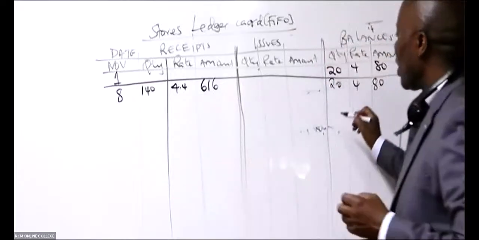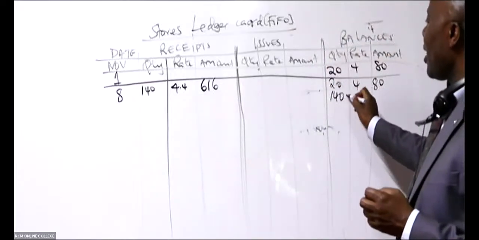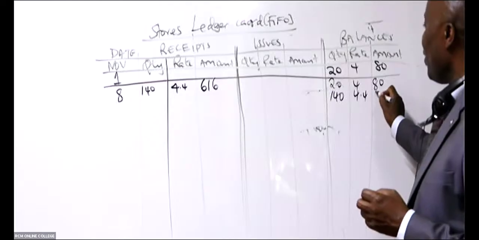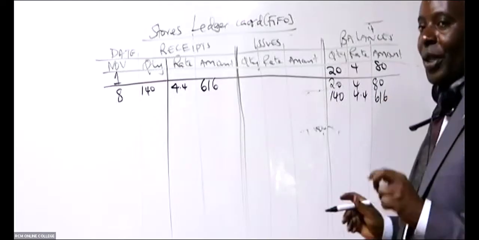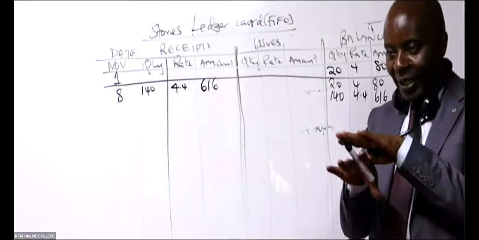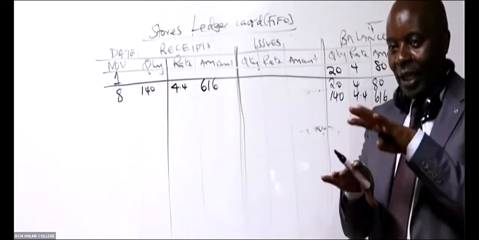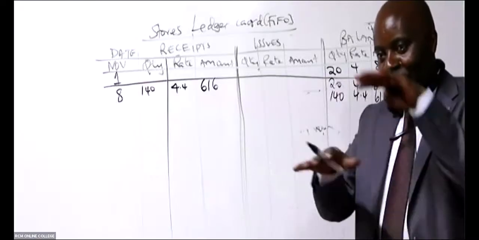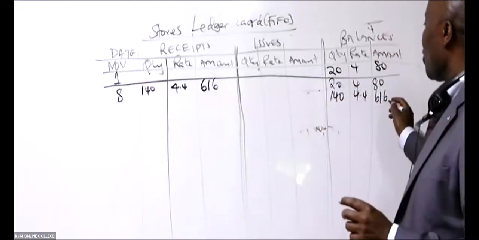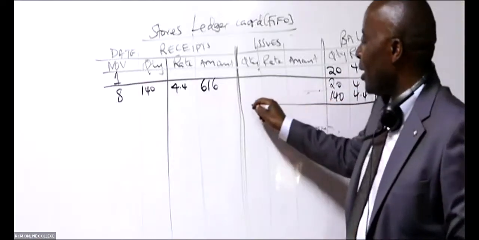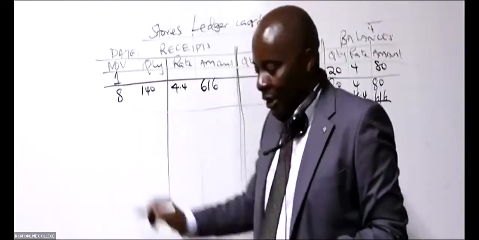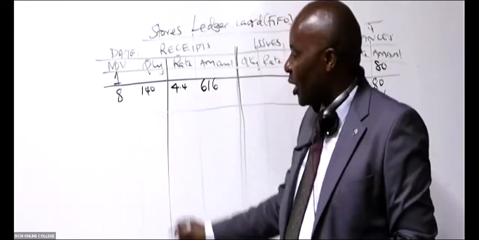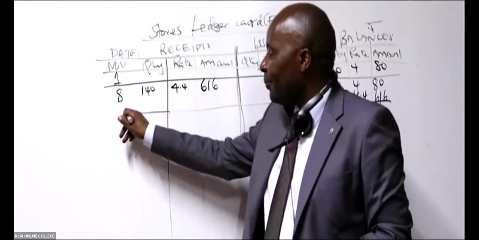The new batch has got how many? At 4.4, isn't it? Giving me 616 here. So in the stores, I've got two batches. The oldest being the one of 20, and the new being the one of 140. So the new is on top now, oldest like that. So you don't add, just come like that. Yeah. After November 8th, ladies and gentlemen, what do we have there?